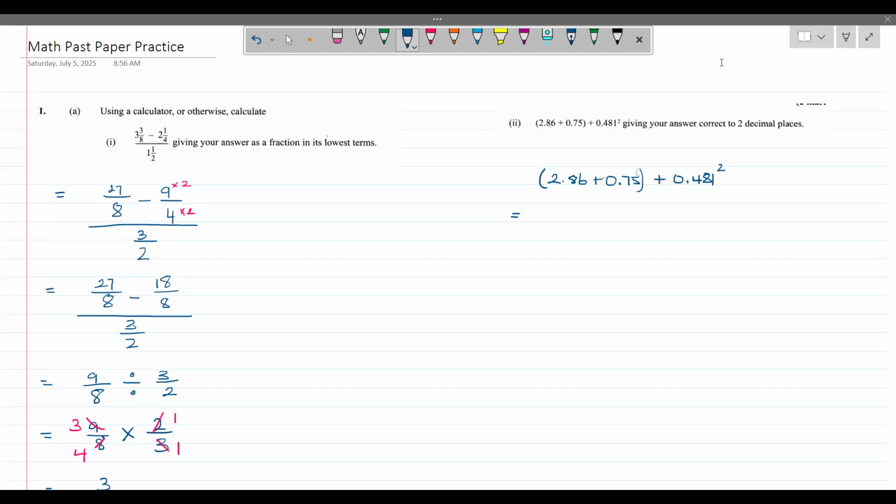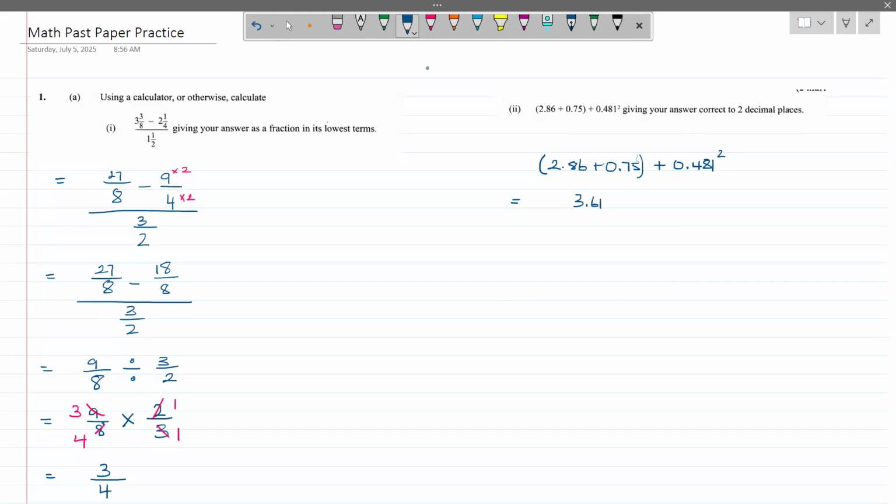Right, so when you're working this one out, you want to make sure and include your bracket. So 2.86 plus 0.75. That's going to give us 3.61, plus 0.481 squared.